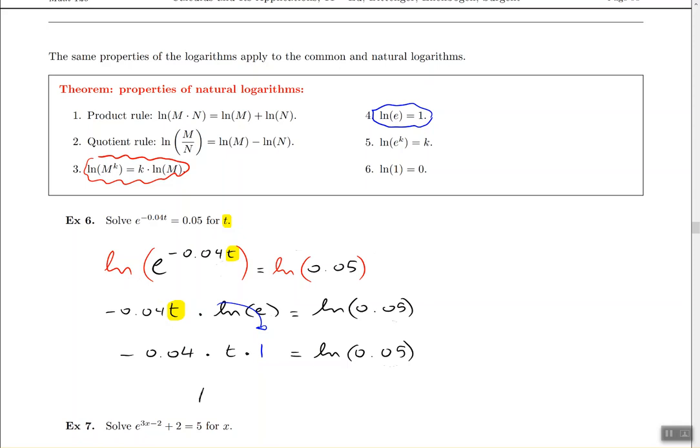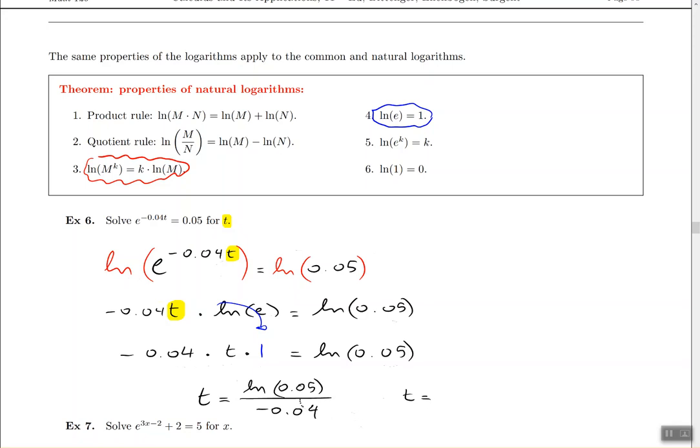But we would like to know what t is. At this point, I'm going to try to get rid of the 1 and the negative 0.04, and I can do that by division. They're being multiplied, so in order to remove them, I divide by negative 0.04. Times 1 is not going to make any difference, so we could just write down negative 0.04. So this is what we call the exact value, as opposed to the approximation.